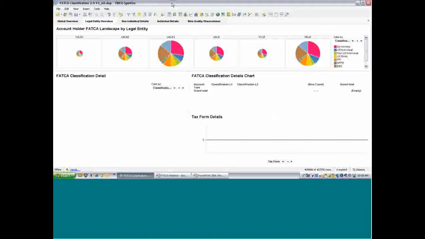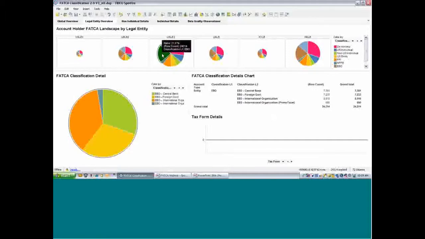From a legal entity standpoint, it's important to know what the client's population is and the resources that are going to be required for that population, and potentially the timing of that population. So here across the top, we have the 6 legal entities of this financial institution. The brown triangle is exempt beneficial owners, which is an umbrella category in this instance for 4 subcategories. You can be a central bank, a foreign government, international organization.